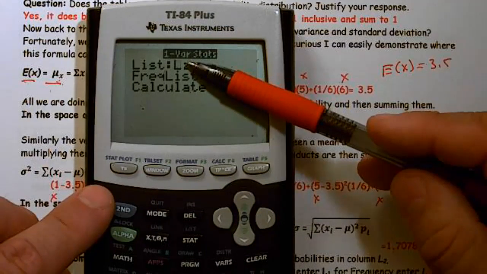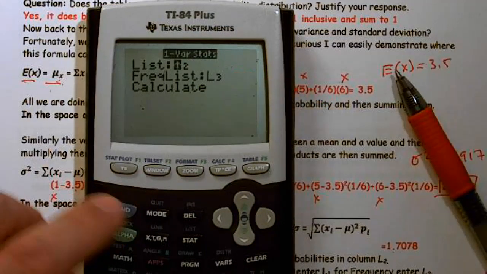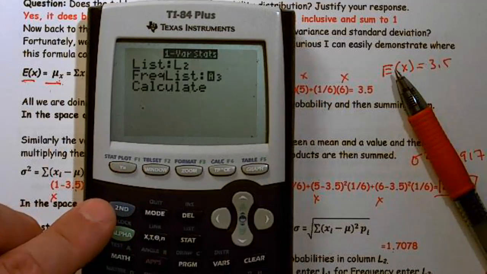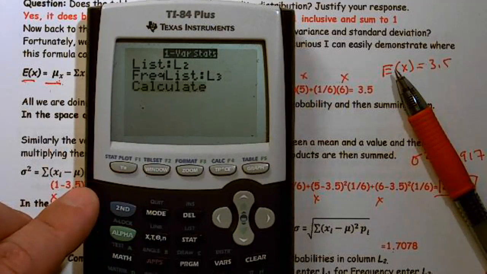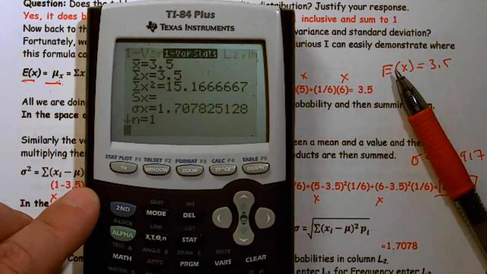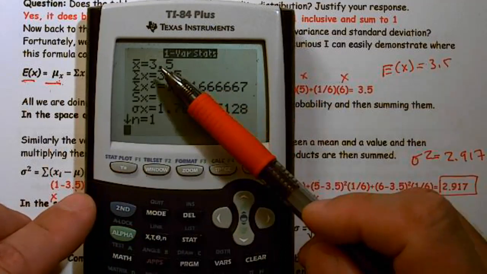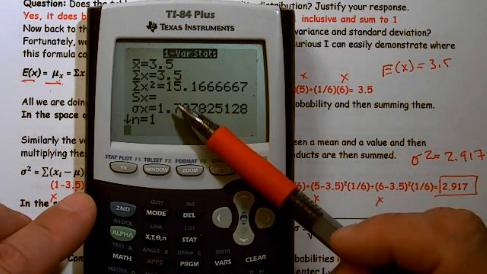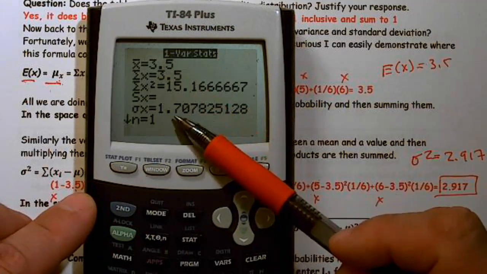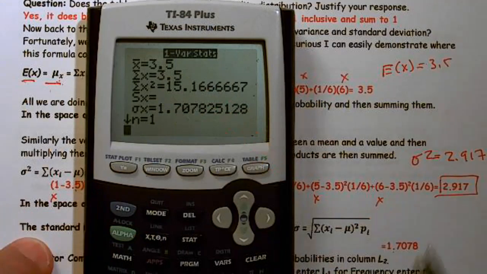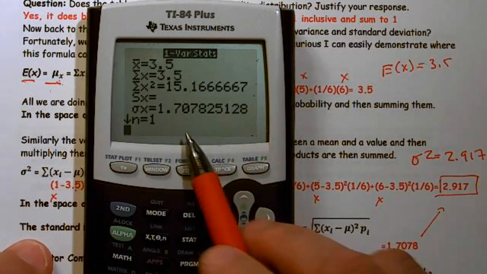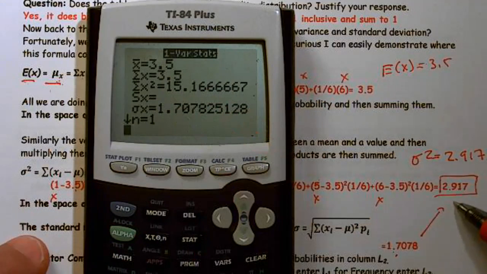And my X list is an L2, so second 2. My frequency is an L3, so second 3. All right. And then I'm going to press enter, and it gives me my information. There's my mean of 3.5, and here's my standard deviation of the population of 1.707. Now, it does not give you the variance, so to get that, I'm going to have to square the 1.707. If I square it, I'm going to get about 2.917.